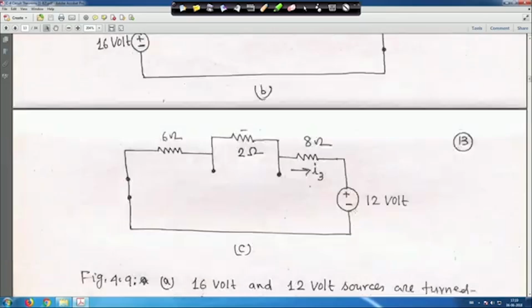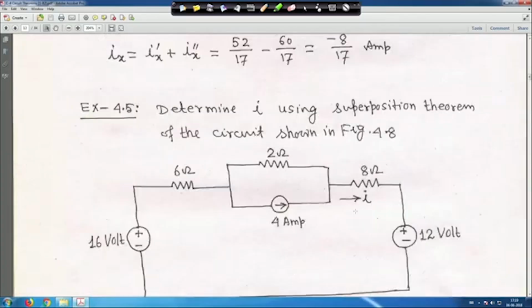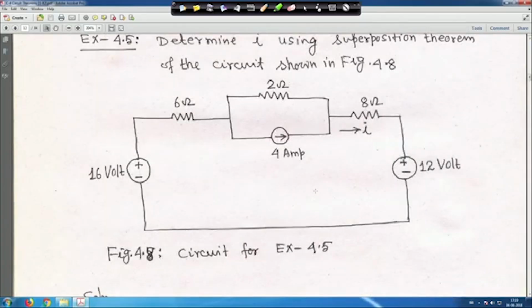I suggest that you solve this circuit as a whole, considering all these sources, and see that you get the same value that we got using superposition.